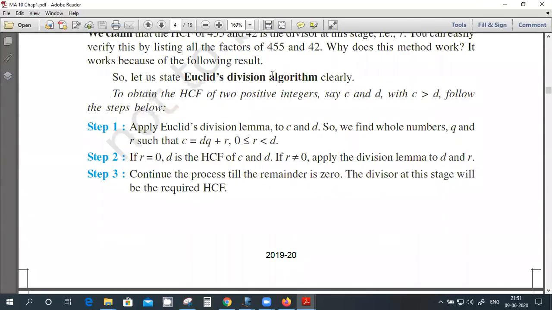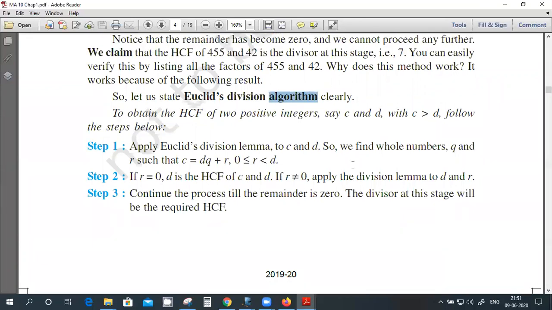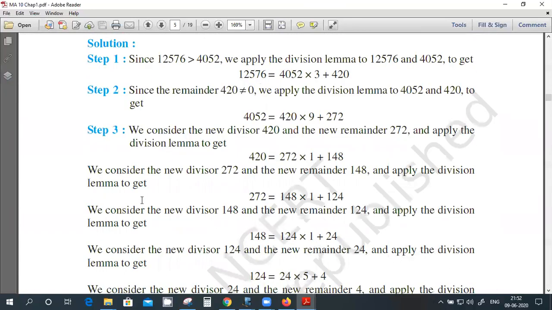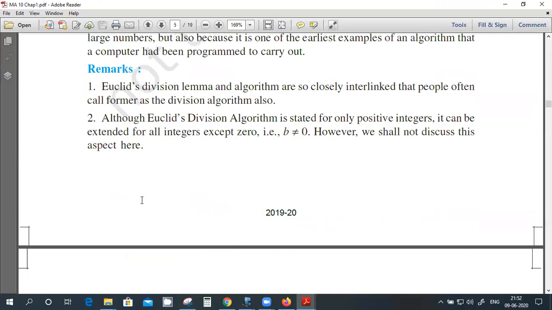Do you know what an algorithm is? Do you have computer science in your school? An algorithm is basically a sequence of steps to solve a problem. Step 1, step 2, step 3. That's why it's called an algorithm.